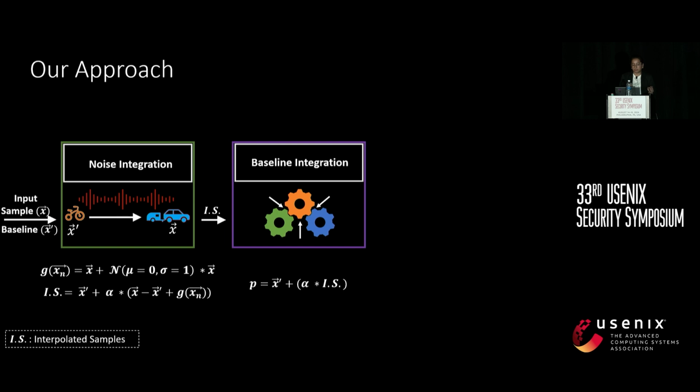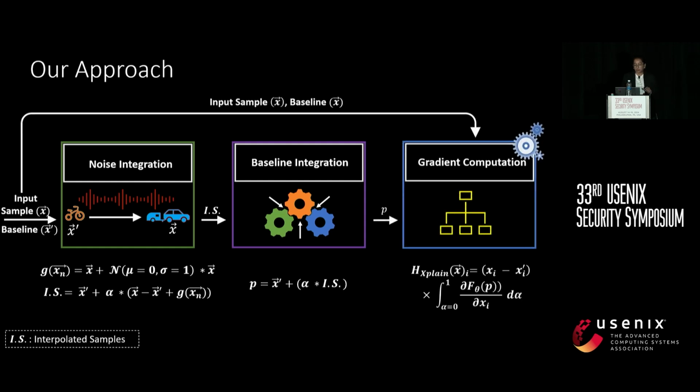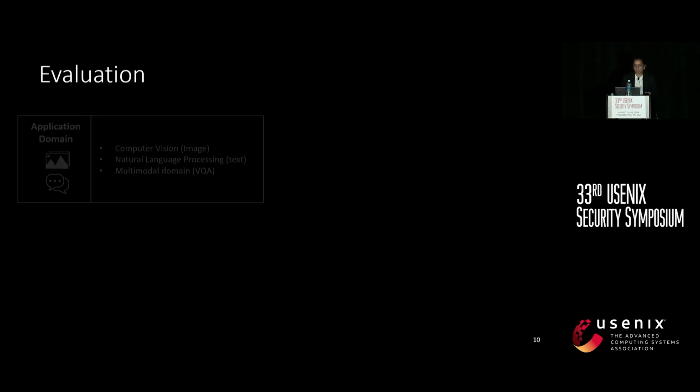Next, we input these interpolated samples into the next module, which is the baseline integration. As I mentioned, we just append an additional baseline to the interpolated samples. So P is the new interpolated sample, and then we input this P into the formulation of the IG, and then we compute the gradient of the model function with input as these new interpolated samples with respect to the feature value for which we want to compute the attribution. So this is a very simple yet novel technique, and it was able to remove the limitations of the existing path gradient methods.